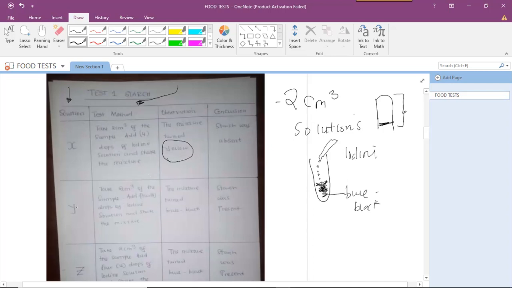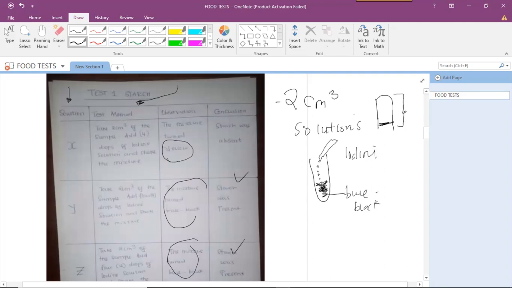What happens to solution Y here? The mixture turned blue-black, meaning starch was present. So you are carrying out the experiment in real time, but you're reporting your results in past tense. So be very careful. So again, your test for starch, what are you doing?